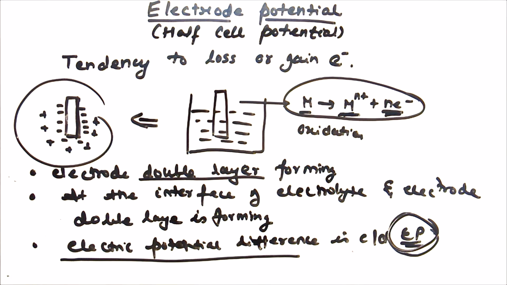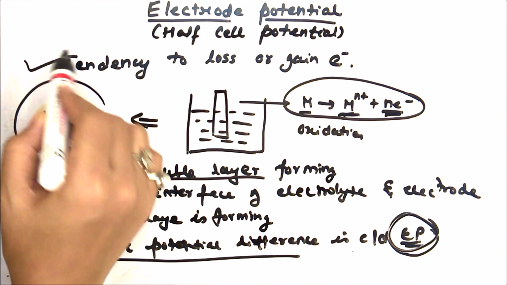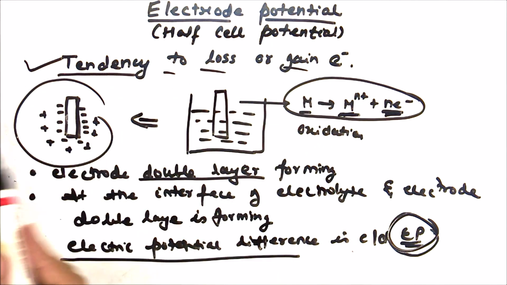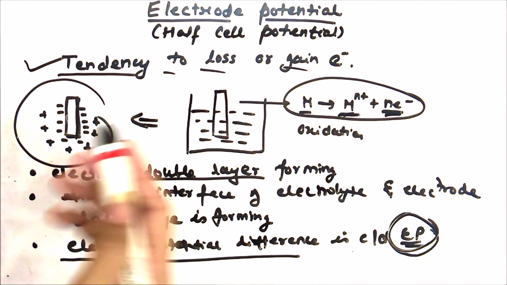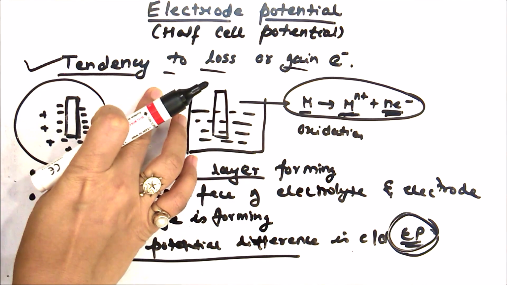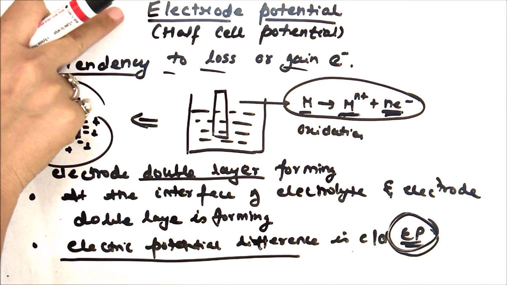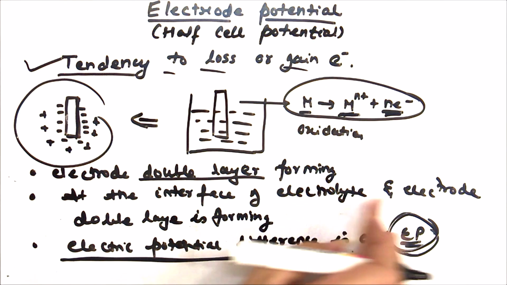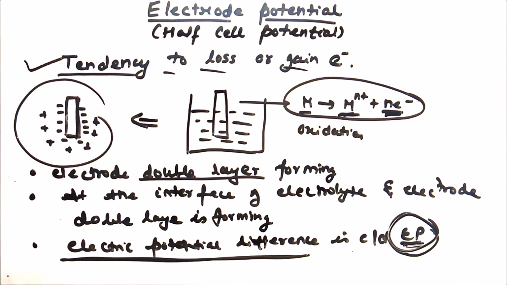Okay, I hope you understood. So you can give the first definition as: electrode potential is the tendency to lose or gain electrons. If any electrode loses or gains electrons, that is said to be electrode potential, right? And you can also say that the potential difference which is developed at the interface of the electrolyte and electrode is also known as electrode potential. So these are the two definitions of electrode potential, right?